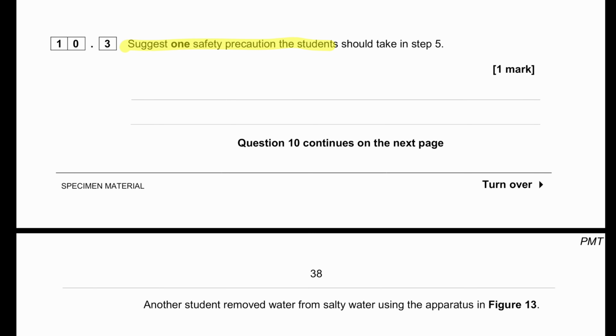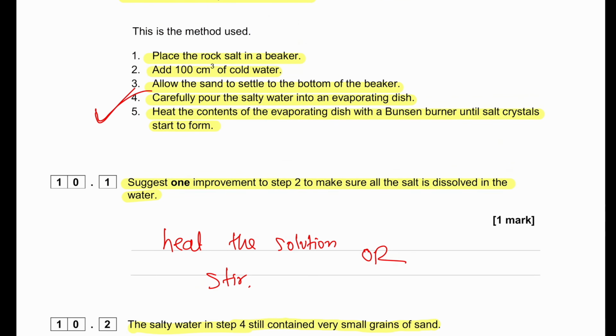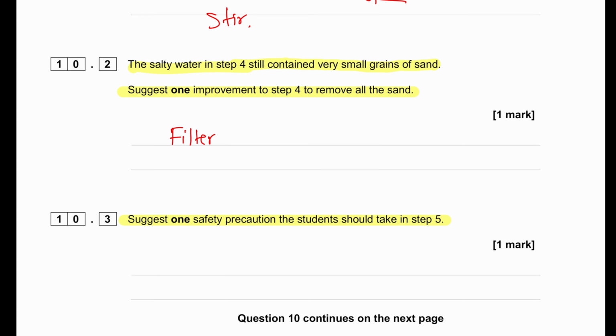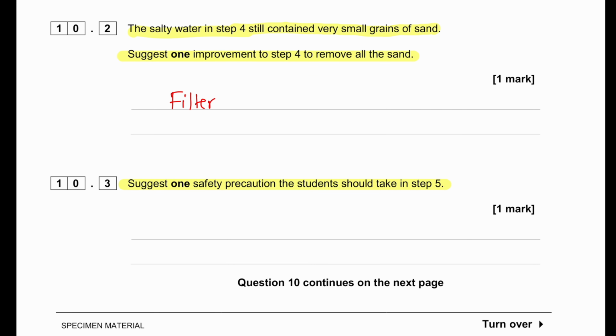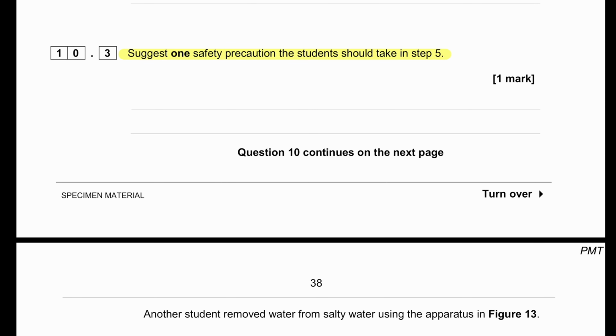Suggest one safety precaution the student should take in step 5. So in step 5, what the student is doing is basically heating the contents in an evaporating dish, so that the student is not harmed by the heat or maybe any kind of salt flickering. All right, the student can wear safety spectacles, and to protect his or her clothes, the student can wear an apron.